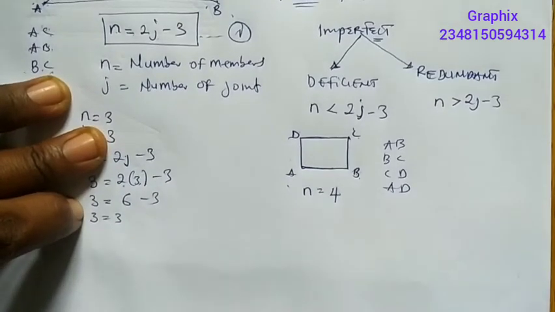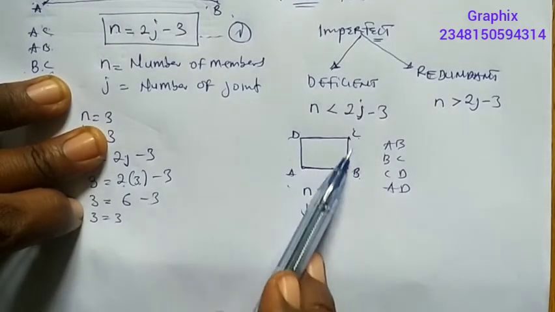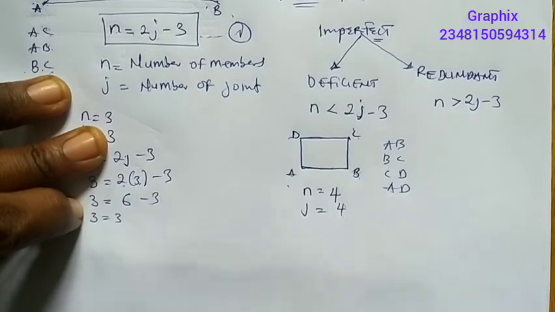We have 4 members there. Then J is the joint. How many joints do we have? This is 1, 2, 3, 4. We also have 4 joints.